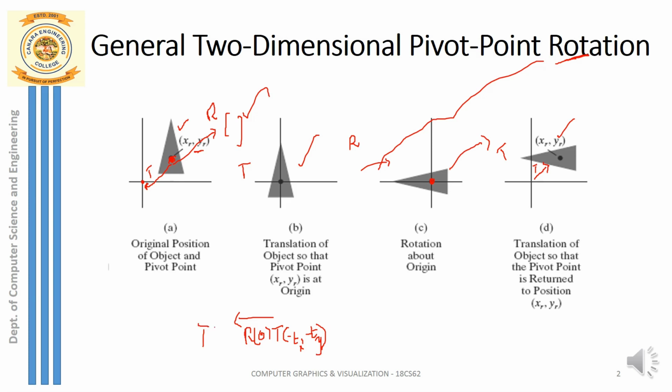So forward translation is given by tx comma ty. So this is how I perform the series of transformations in order, but remember the order is from right to left. First reverse translation, then rotation, and then the forward translation. So this is how you have to multiply all the three matrices. You call this post multiplication because it is done from right to left, and this is a sequence of transformation.